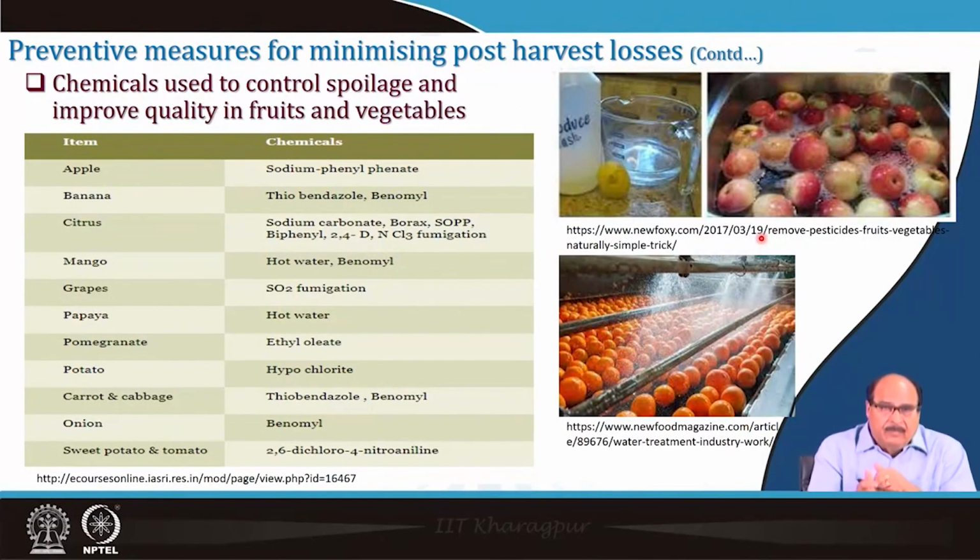Here in this table I have given you some chemicals which are used to control spoilage and improve quality in fruits and vegetables. Like in the case of apple, sodium phenyl, as a dip in a particular solution, so that surface cleaning and sanitization take place. Papaya in hot water, onion with vegetable oil, sweet potato and tomato in 2,6-dichloro-4-nitroaniline, etc. But as far as possible, the use of chemicals should be avoided. If at all it is necessary, it should be a food grade chemical, and it must be ensured that the chemicals are not toxic, do not have any adverse effect, and do not react with the food constituents.